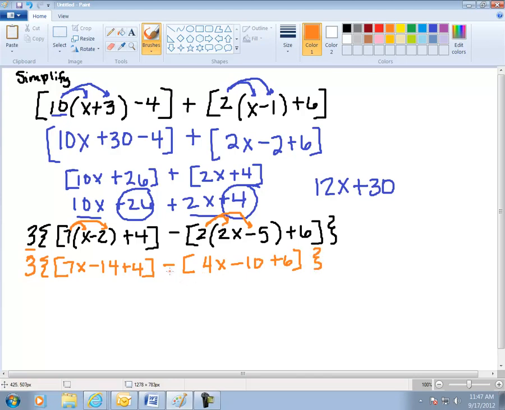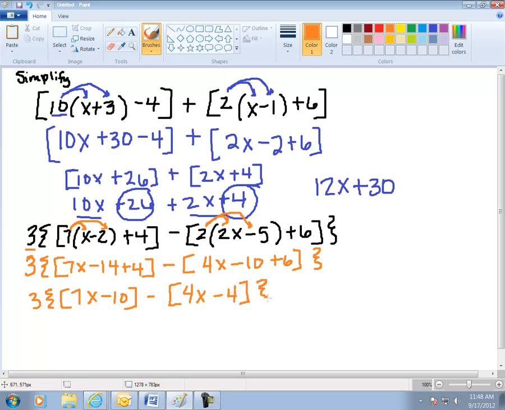All right. Now I'm going to go to my innermost brackets and combine like terms. Still got my 3 on the outside. I'll worry about you last. All right. Inside my square brackets, 7x minus 14 plus 4. So we end up with 7x minus 10, because negative 14, positive 4 gives me negative 10. And I'm subtracting. Again, keep your square brackets or you'll get confused. And I'm going to combine like terms in here. I've got a 4x. I can't combine that with anything. But I have a negative 10 and a positive 6 combined to give me negative 4.